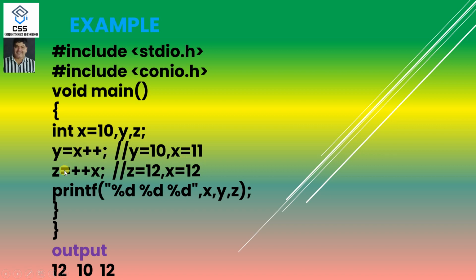and later on x is incremented by 1, x becomes 11. Now z equal to plus plus x, it is a prefix type, meaning the current value, not the previous value. The current value of x is 11, now it is incremented by 1, that becomes 12. Then store the value into z, that is z becomes 12.